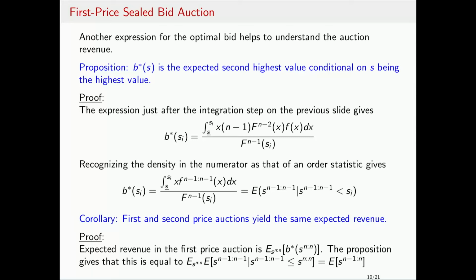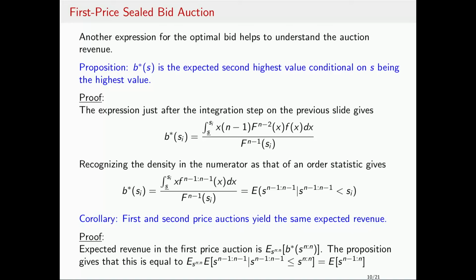Another thing that you get from this is a proposition that helps you understand why the auction raises revenue. The optimal bid expression I wrote down on the previous page is just: I bid the expected second highest value conditional on having the highest value. So I know my signal, I do the thought experiment. If I did have the highest value, so everyone else's value was less than mine, what would be the second highest value? I bid the expectation of that. Okay.